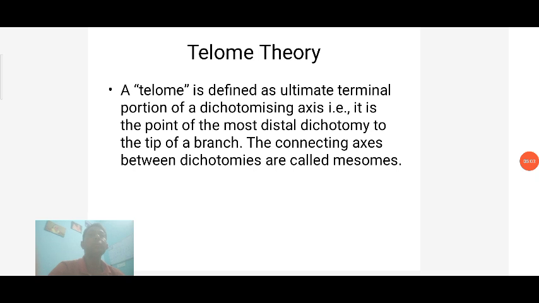This evolutionary process is caused due to the unequal growth of the tissue on the two flanks of the telome. It has two types, that is recurvation and incurvation. So this is about the total part of the telome theory. If you have any confusion, you need to watch this video two times so that you will get a clear-cut idea about the telome theory.